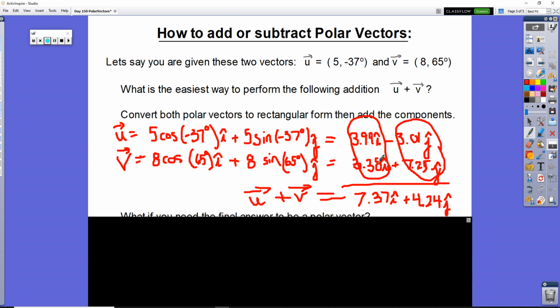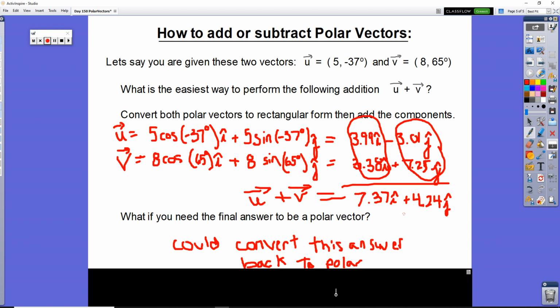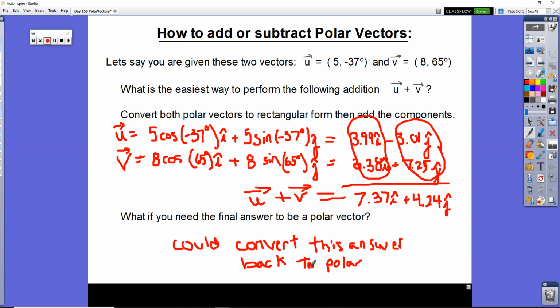Now let's say you were doing this in your physics class and your physics teacher says, well, I want that answer as a polar vector. What do you do then? Just convert that answer back to polar form, as we mentioned before. Again, be careful with inverse tangent. Make sure the angle you're getting matches the quadrant that you're supposed to be in. So since my i's and j's here are positive, that means we're in quadrant 1. And that is a quadrant that inverse tangent could give you the answer correctly. It would not be a reference angle, it would be the correct answer.